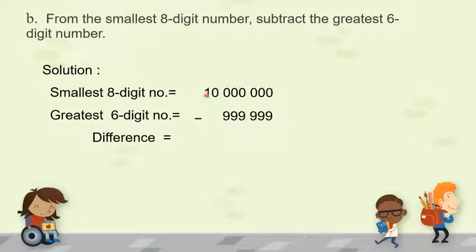We will come to this 1. From this 1 we will take 1 borrow, and you can see that your answer will be 9,000,001. So in this way you will calculate the difference between these two numbers. Now let's go to our next question.